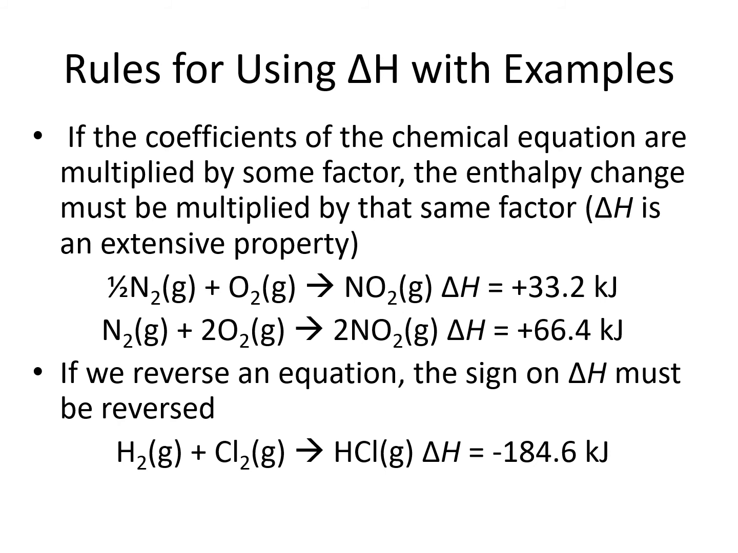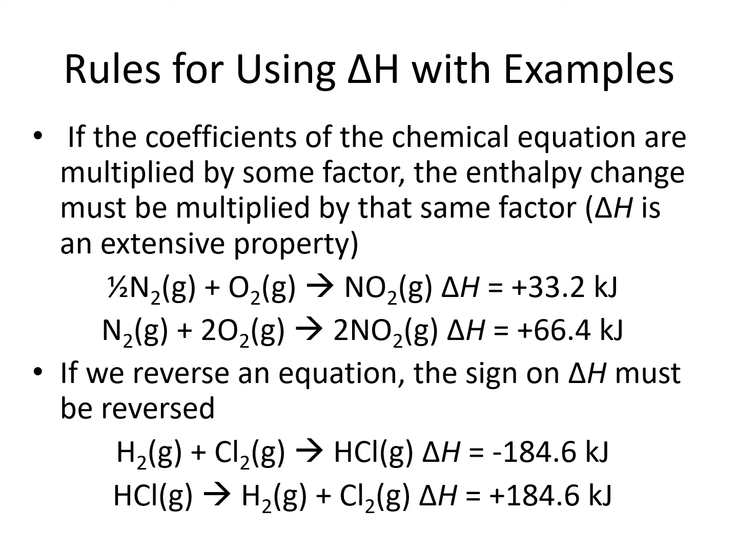Our other rule is that if we reverse the equation, the sign on the delta H also has to be reversed. That is, changed from a positive to a negative or negative to a positive. So let's say we have the equation for the formation of hydrochloric acid. If we reverse that so that the HCl is on the left and the hydrogen and chlorine are on the right, we're going to change the sign on our delta H. So if it was negative, we change it to a positive. So we come out with a positive 184.6.